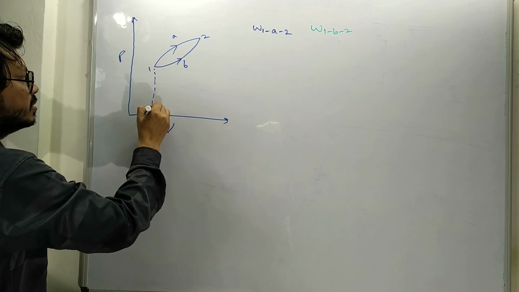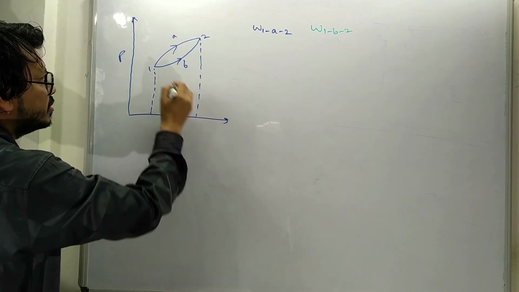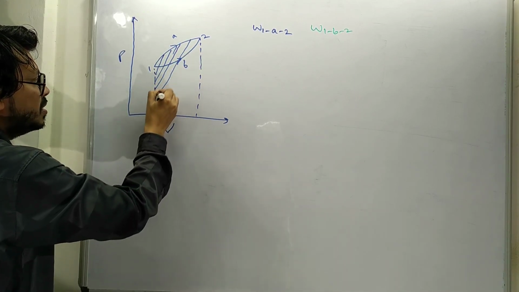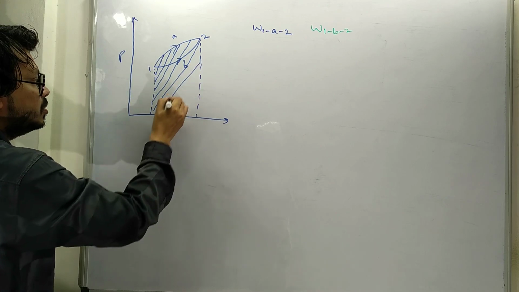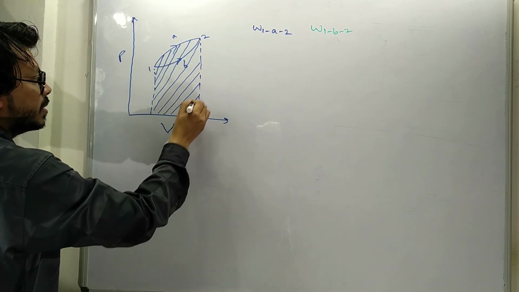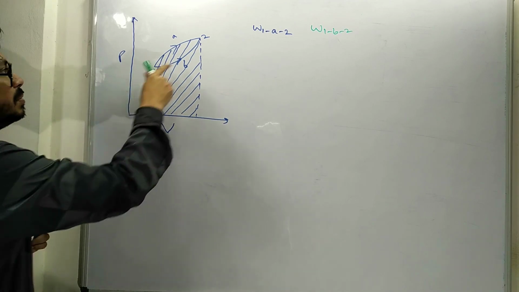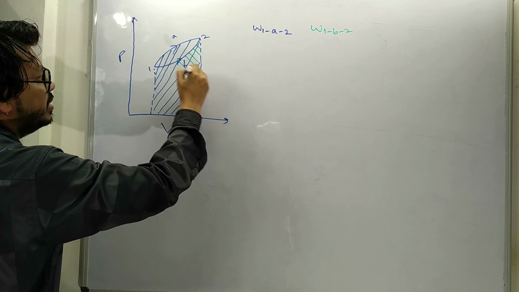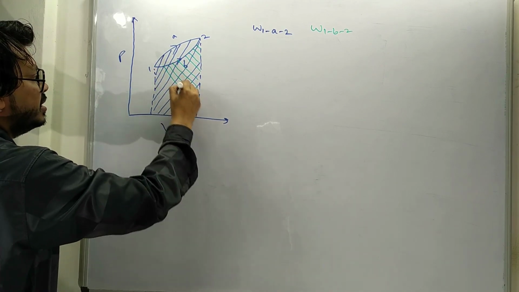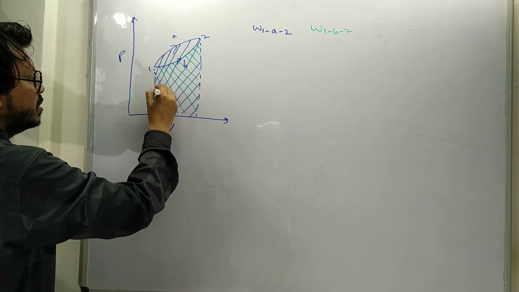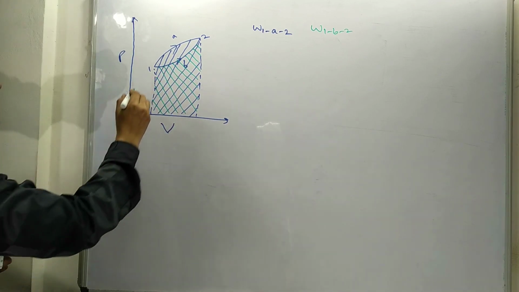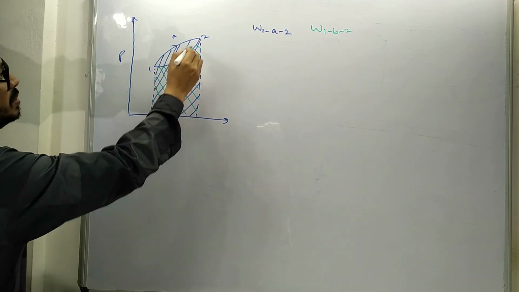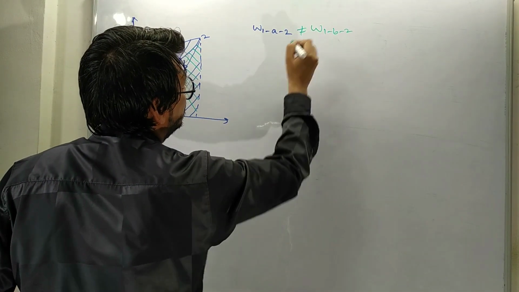So this is the area, and this area is the work done by the process 1A2, and the work done by the process 1B2 is this area. This is the area, and this area is the work done by the process 1B2. So it is clear from the graph that the area under the curve under the process 1A2 is not equal to the area under the process 1B2. So these areas are not equal.